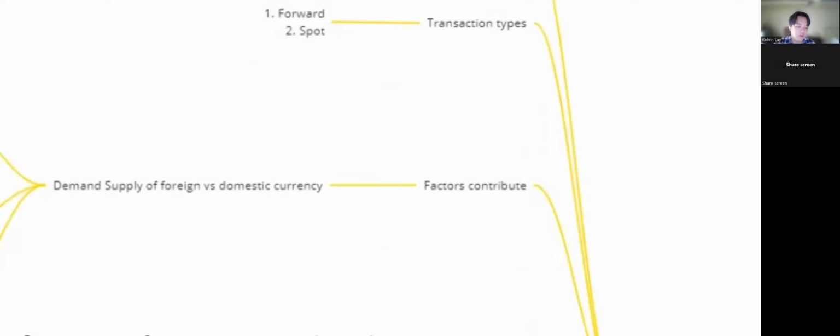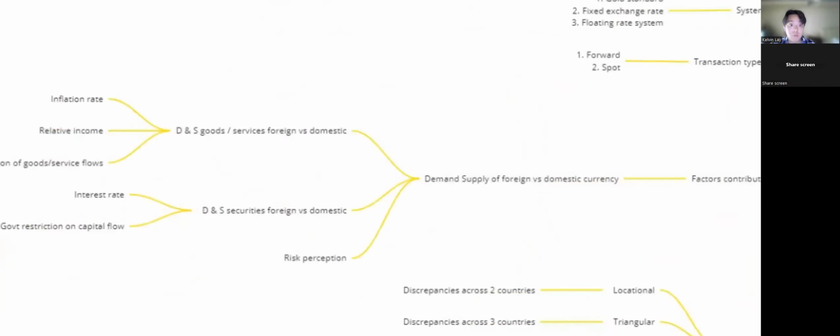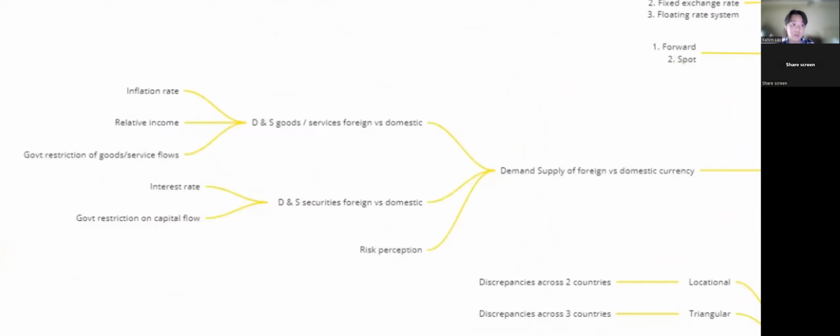Now, what factors contribute to foreign exchange? It is for sure the demand and supply of foreign and domestic currency, split into three parts: the risk perception, securities between two countries, and goods and services between two countries. The goods and services between two countries is influenced by inflation rates within countries, the relative income between countries, and the government restriction of goods and service flow.